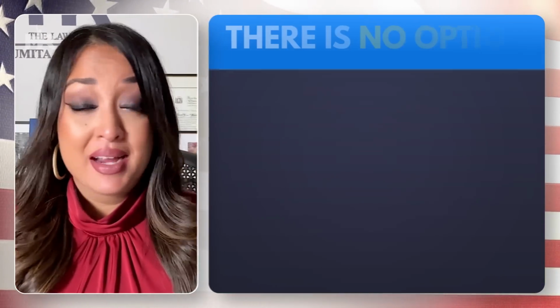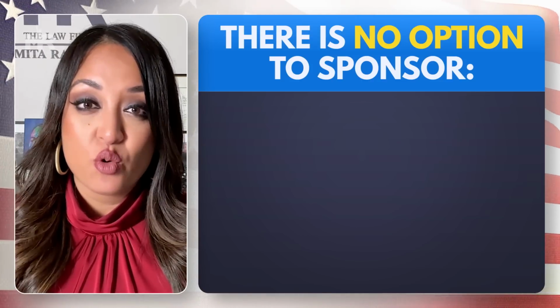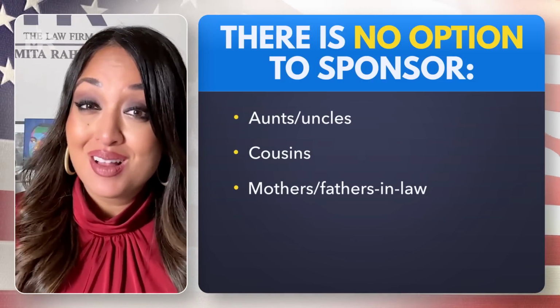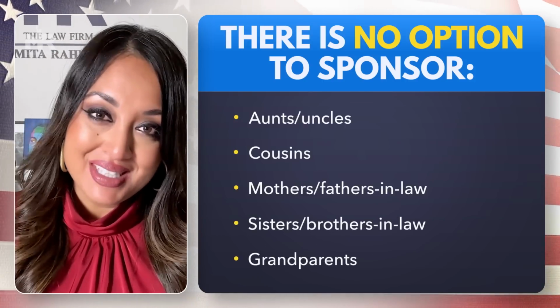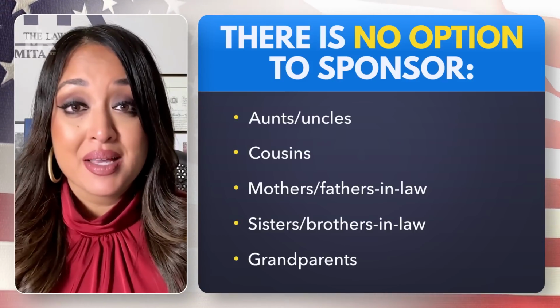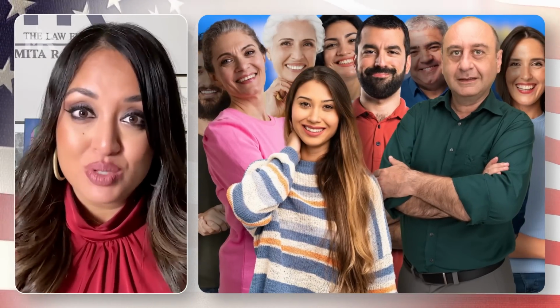Now, keep in mind that there is no category available to even US citizens for aunts, uncles, cousins, mothers-in-law, fathers-in-law, sisters-in-law, brothers-in-law, or grandparents. Instead, the way to help these relatives is to help them indirectly by you sponsoring your mom or dad or child, and then them petitioning for those relatives instead.